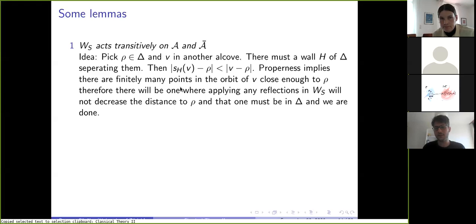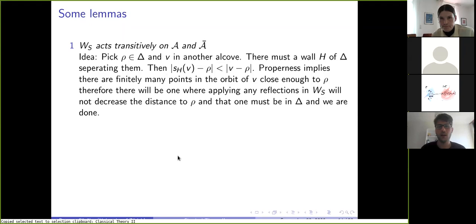The rest of the proof is just using properness to make sure there are finitely many candidates, so that at some point you will not be able to reduce the distance. That will mean they're in the same alcove, so you have moved the other alcove to the fundamental alcove. Then, using the inverses of these operations, you can take the fundamental alcove to another alcove. If you want to take one alcove to another, you take one to the fundamental alcove, and then from the fundamental alcove you take it to the other one. This is how you use elements of W_S, because you're using the reflections of the walls of the fundamental alcove.